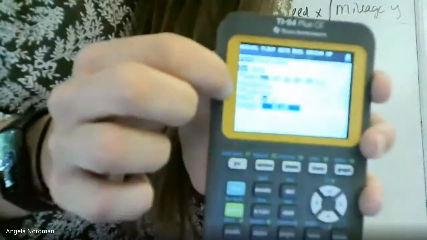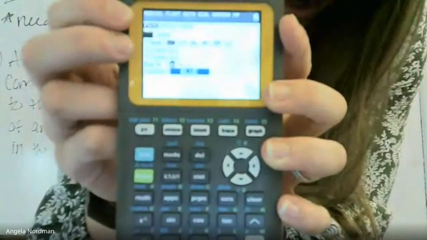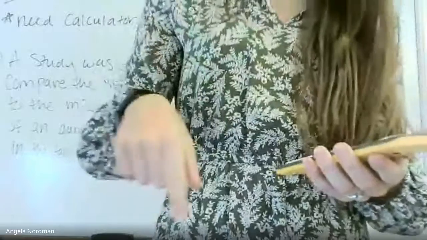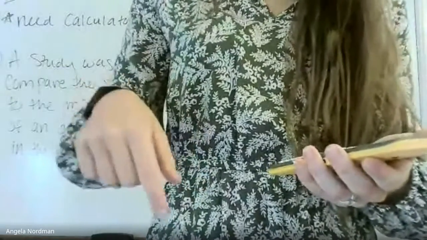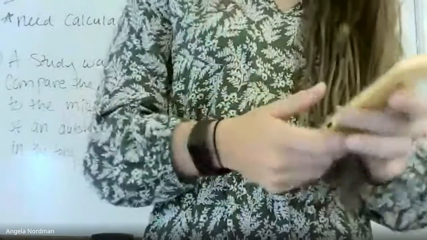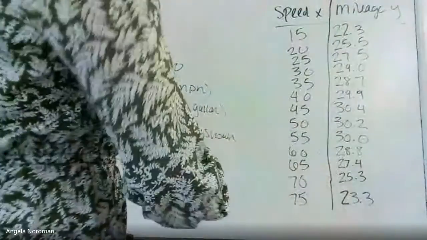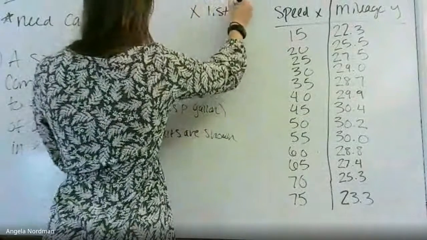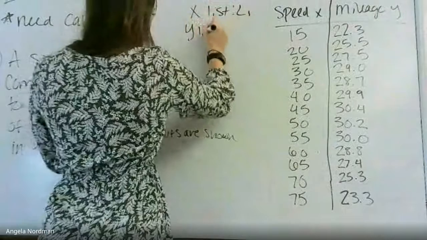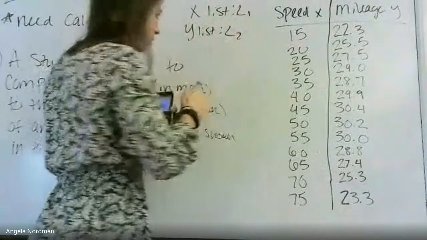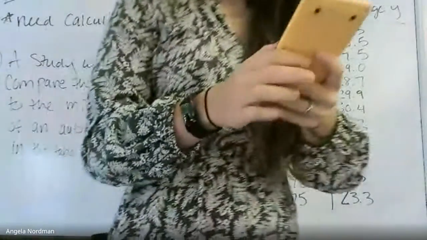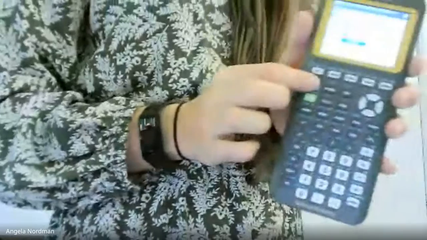We also need to check that you have an X list and a Y list. Your X list should have an L sub 1, and your Y list should have an L sub 2. Your X list should be L1, Y list L2. If one or both of those is not true, come see me and I can fix them for you.